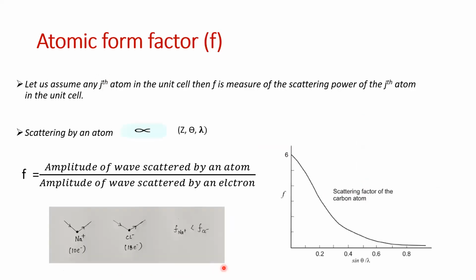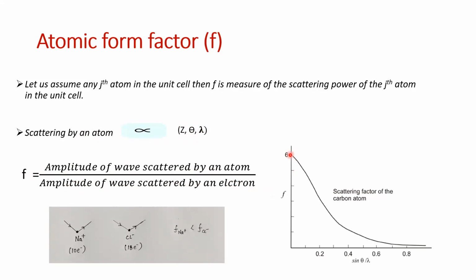The atomic form factor is related to the number of electrons, or we can say the atomic number. For any jth atom in the unit cell, f measures the scattering power of that atom, and scattering by an atom is directly proportional to Z, theta, and lambda, where Z is the atomic number, theta is the diffraction angle, and lambda is the wavelength. f is the amplitude of the wave scattered by an atom upon the amplitude of the wave scattered by an electron.